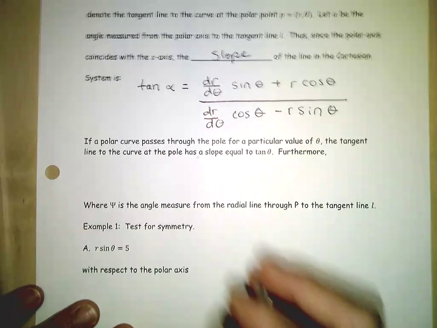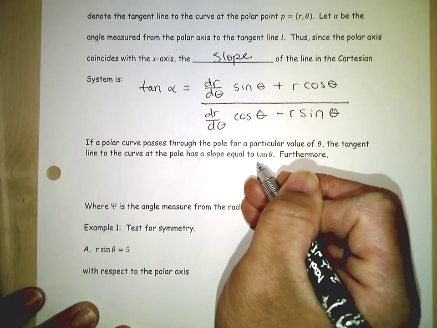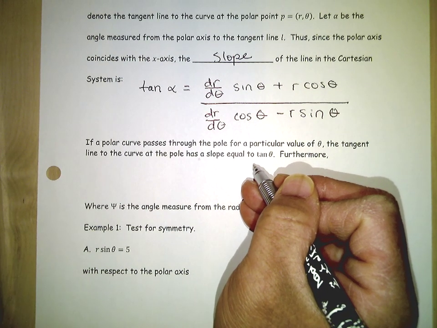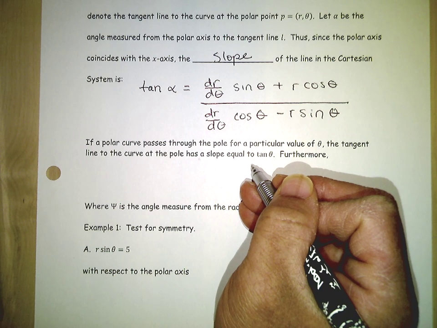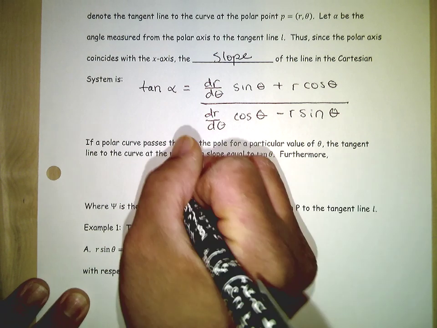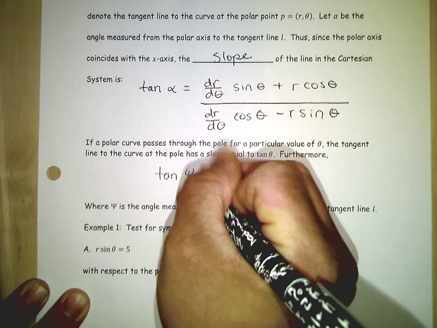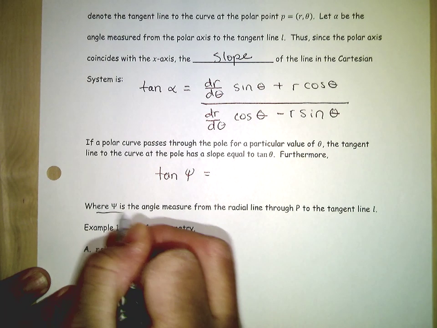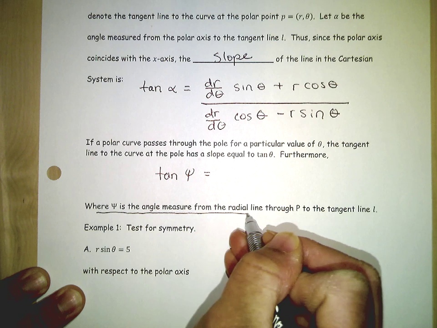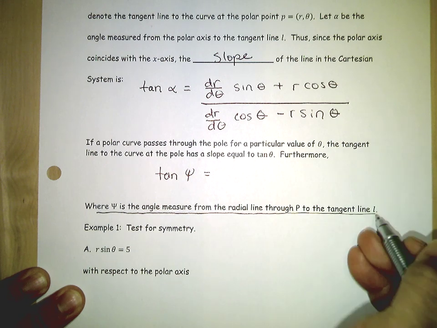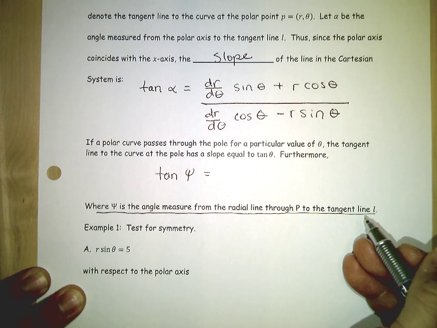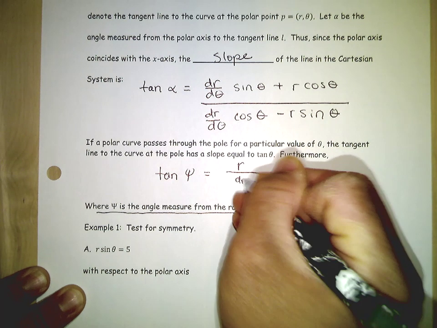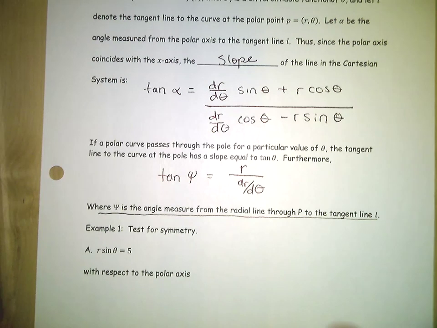Now, if a polar curve passes through the pole for a particular value of θ, the tangent line to the curve at the pole has a slope equal to tan θ. Furthermore, tan ψ, which is a new symbol here, is the angle measured from the radial line through P to the tangent line L. This is r over dr/dθ.